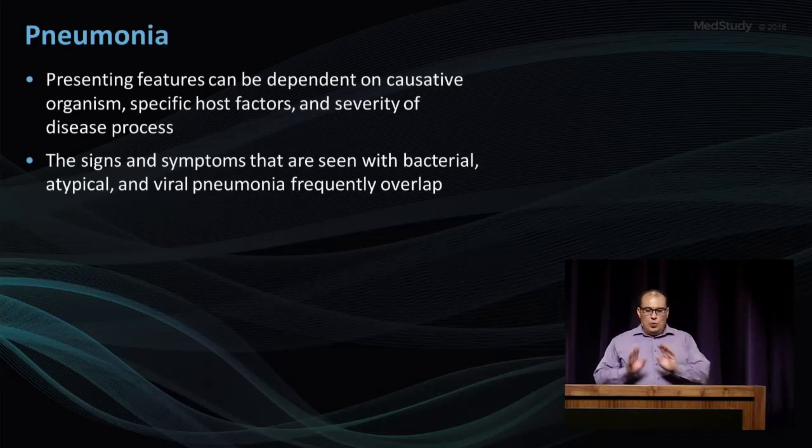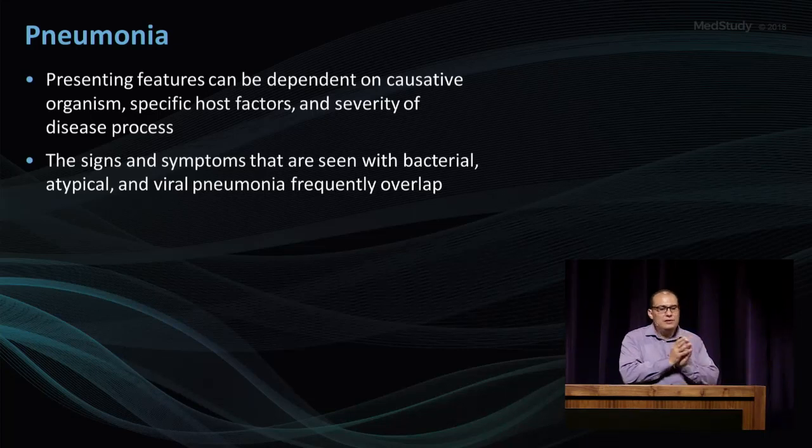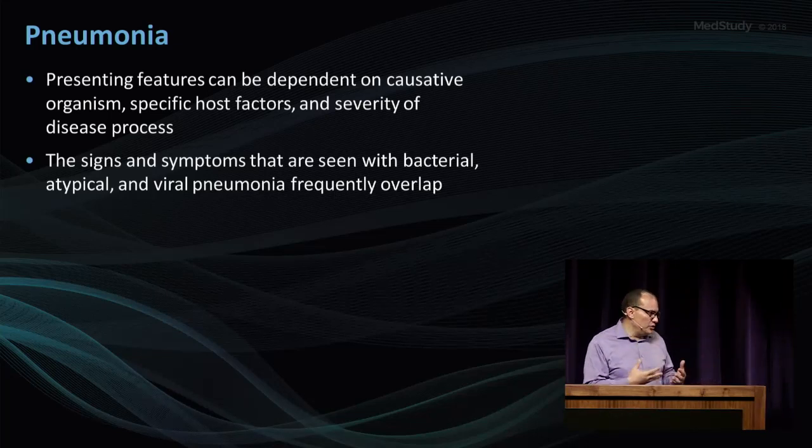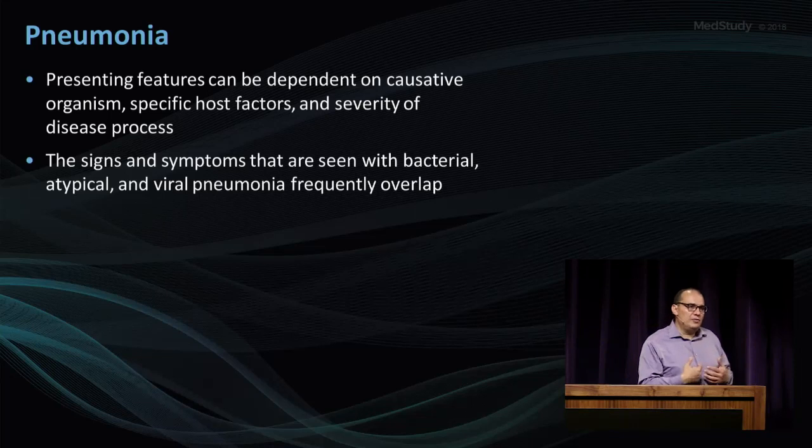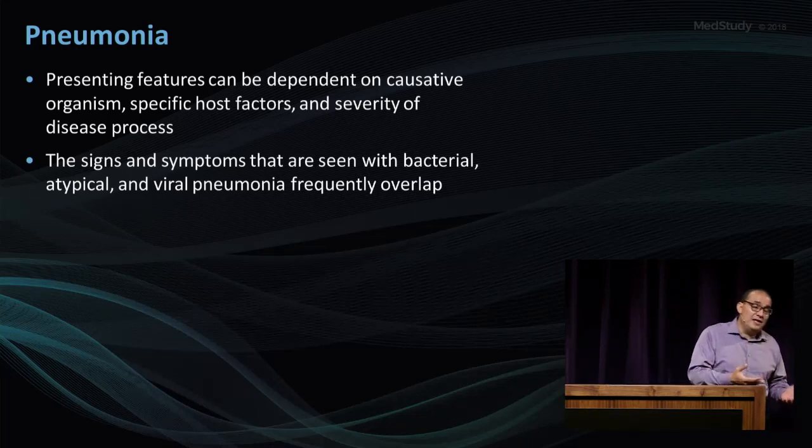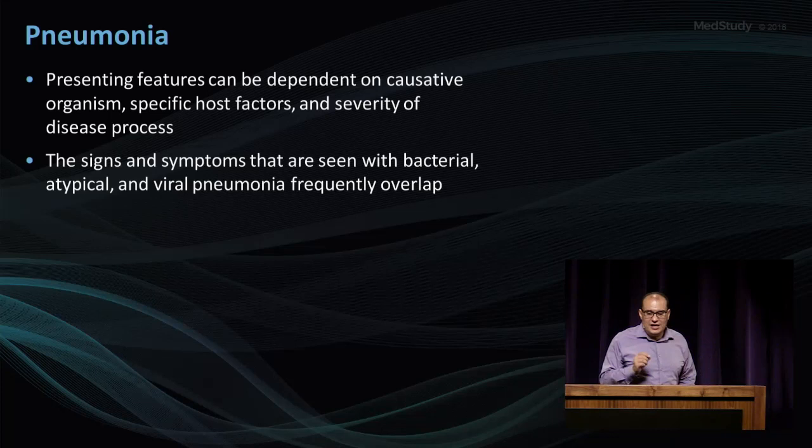As we said, the features depend on the organism, the bug, and your host factors. Is this host immune competent, immune deficient, or a kid who's malnourished? And the severity of the disease process, because it could be different. That's why one kid could get RSV bronchiolitis that is bad, and another not, because of these factors. Signs and symptoms are seen in bacterial and atypical, and we will talk about them, but the bacterial, the atypical, and the viral could overlap, and you could get confused.